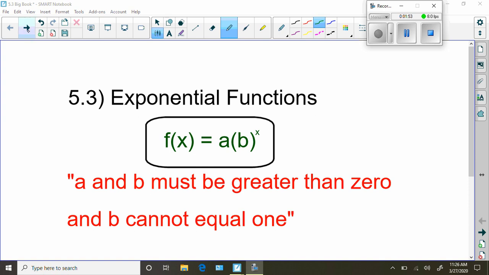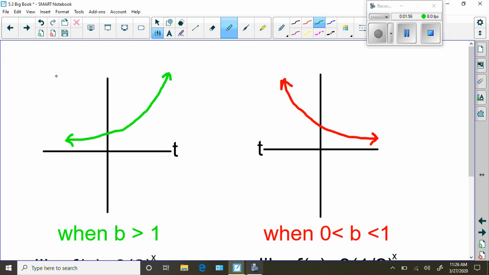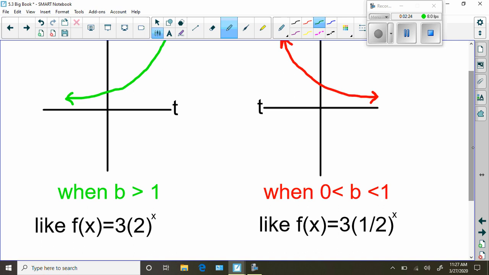Okay, so there are two types of exponential functions. You have growth and you have decay. Exponential growth and exponential decay. So when the value of b is bigger than 1, this is what growth looks like. When b is a fraction, so when it's between 0 and 1, then it's a decay value. Growth and decay. There we go. So a growth function might look like 3 times 2 to the x. A decay function might look like 3 times 1/2 to the x.